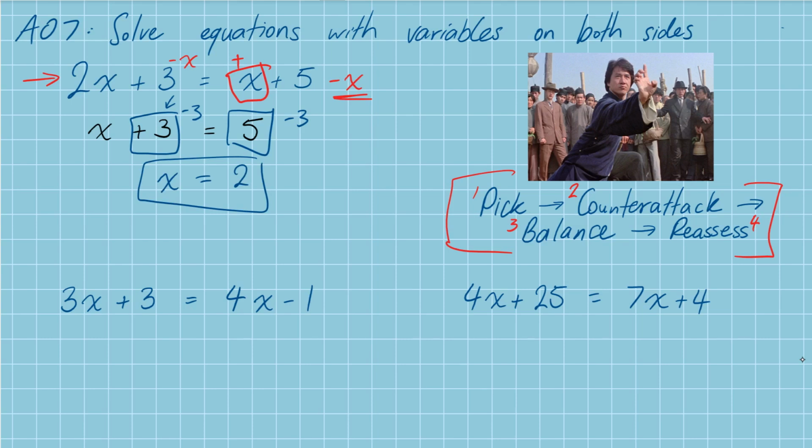So that's our process. Just to remind ourselves, our process is: first, pick out who we're going to pick on. Figure out who we're going to take out first. We're going to use the counterattack in order to take them out. We need to make sure we maintain balance. That wax on, wax off. And once we've maintained balance, we need to make sure we reassess so that we don't get ourselves muddled up. So we can rewrite the equation.